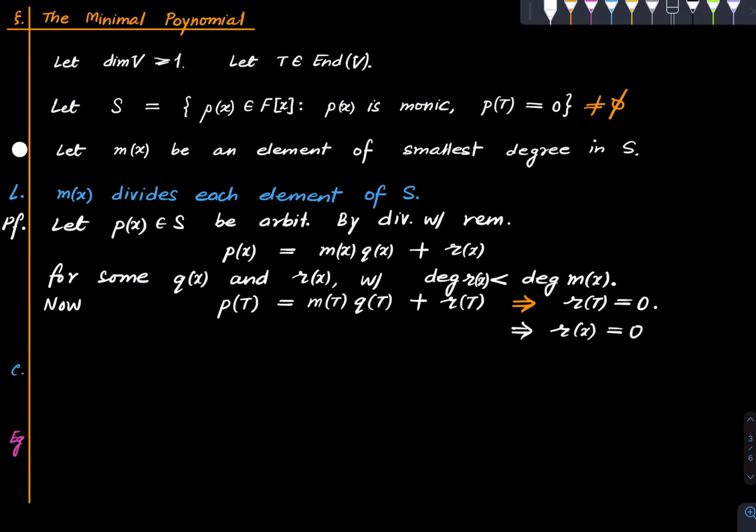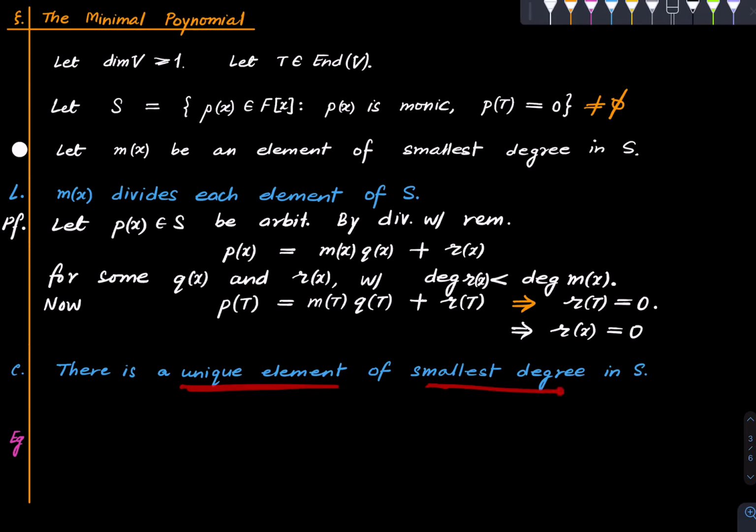which is to say that M(x) divides P(x). So R(x) being 0 is basically saying that M(x) divides P(x), and that is what we wanted to show. So this is done. An instant corollary of this result is that there is a unique element of smallest degree in S. Because if you pick two elements of smallest degree in S, they are both monic polynomials which divide each other. That's what this lemma says. So if two monic polynomials divide each other, they have to be equal. That proves that this polynomial is unique, and this is called the minimal polynomial.